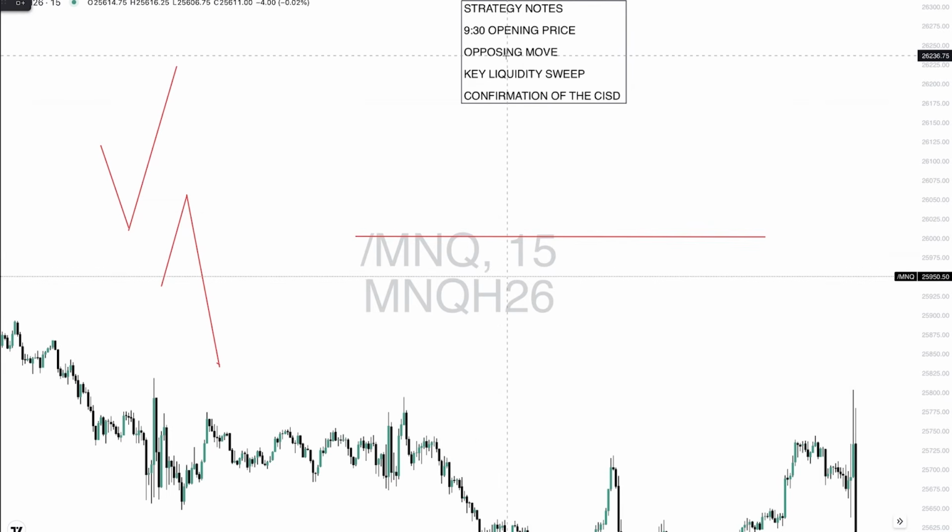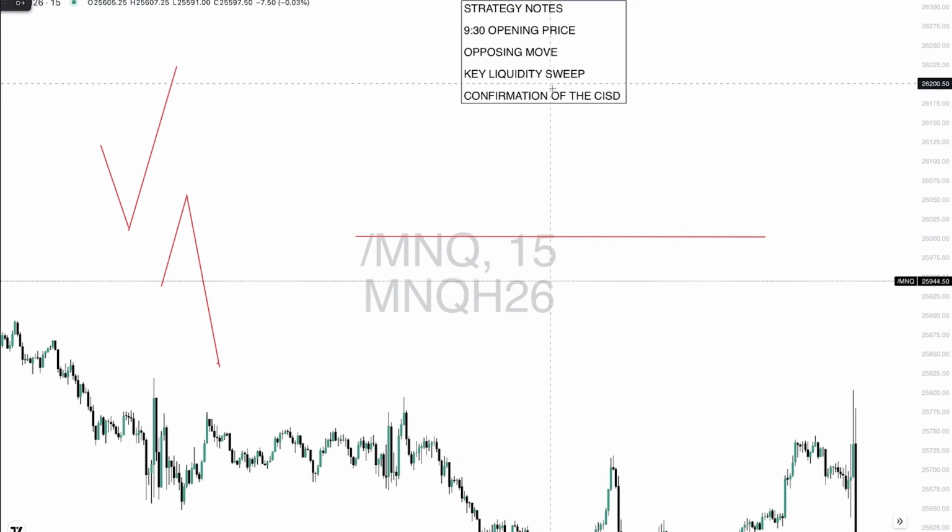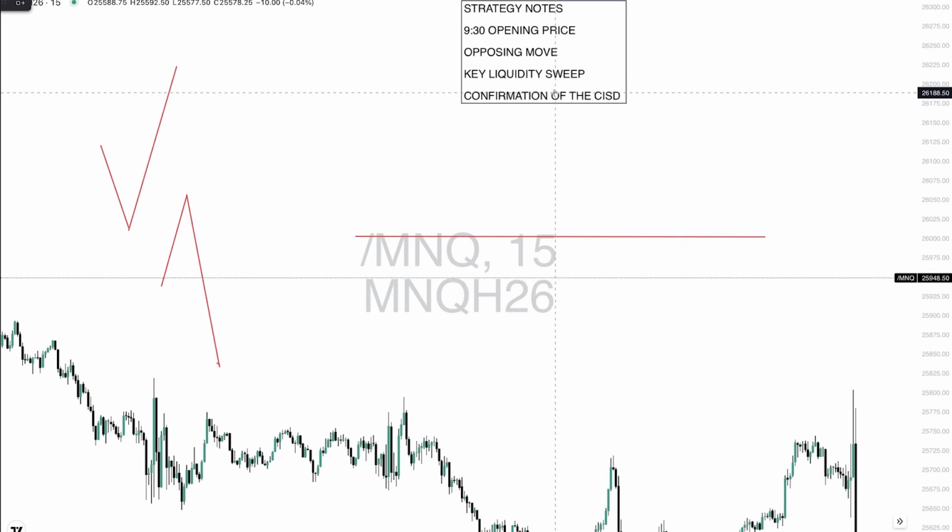So after that opposing move happens and takes out a key liquidity point, all we're simply waiting for is confirmation of the change in the state of delivery. After that key liquidity has been taken, we want to see a break in market structure towards the true intended direction of price, because that break in market structure is going to be the confirmation that price is now ready to start distributing in its intended direction.